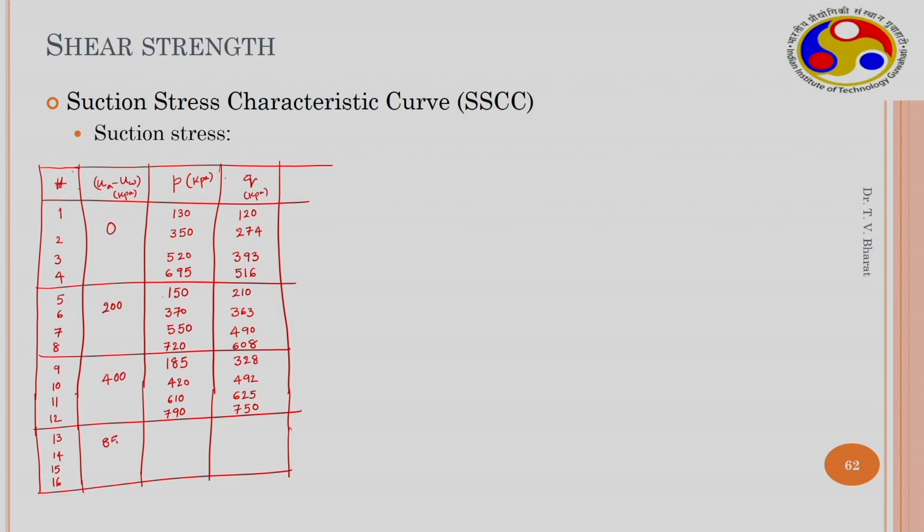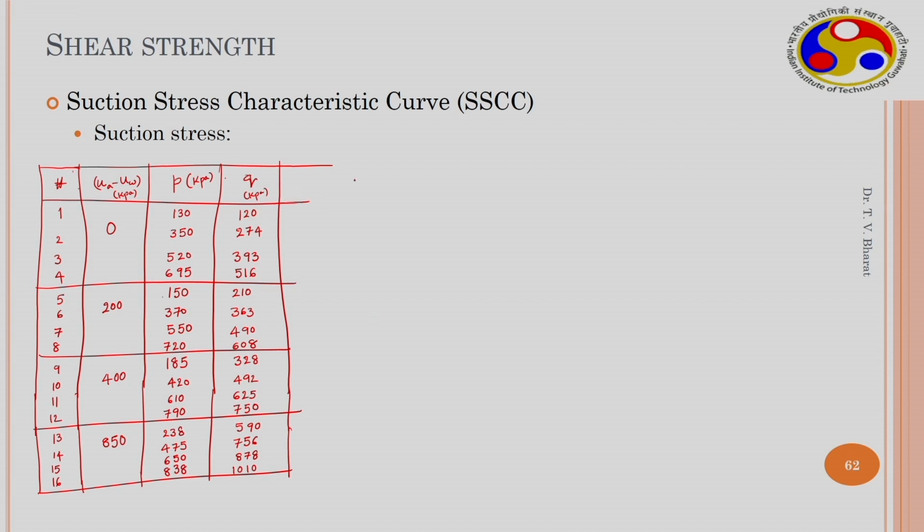And the last set of data, the matrix suction is 850 kilopascal and the P dash varied as 238, 475, 650 and 838. Then the Q deviatoric stress varied as 590, 756, 878 and 1010. So, these are the observations from the suction control tests on a given soil, and here 4 different matrix suctions are maintained and the tests are conducted.